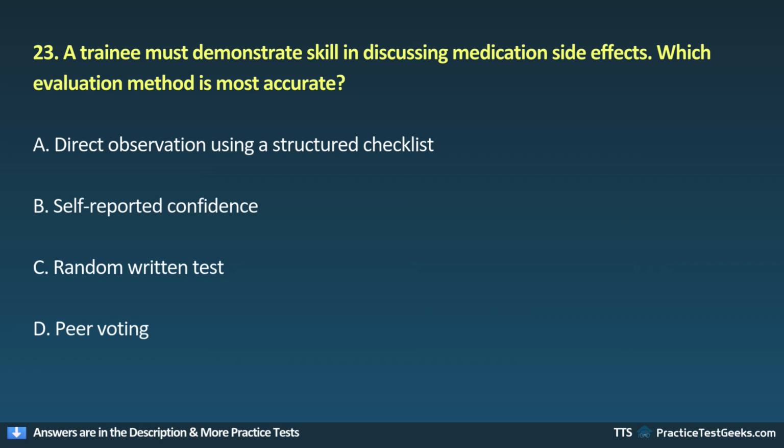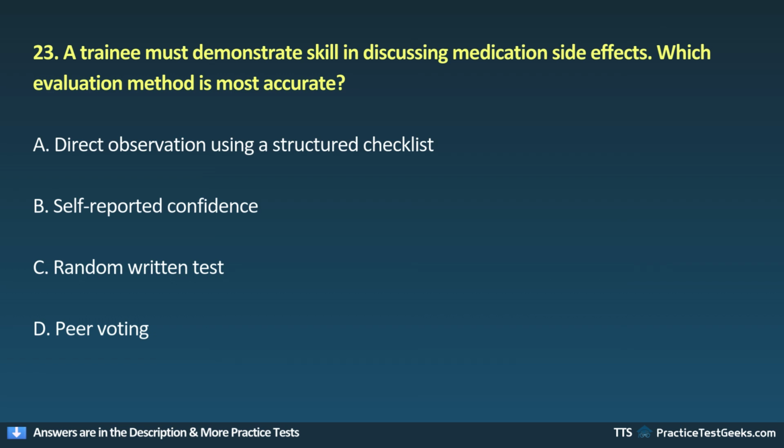23. A trainee must demonstrate skill in discussing medication side effects. Which evaluation method is most accurate? A. Direct observation using a structured checklist. B. Self-reported confidence. C. Random written test.